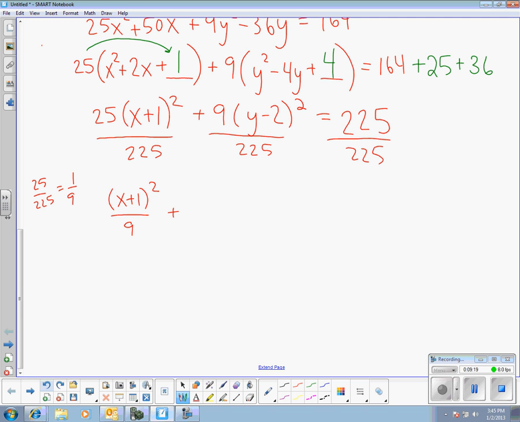9 out of 225 is the same as 1 out of 25. All right, makes sense, just simplifying fractions. Okay, and then this side equals 1. All right, now it almost looks just right.